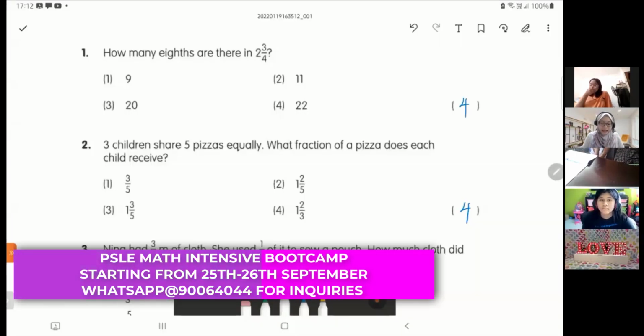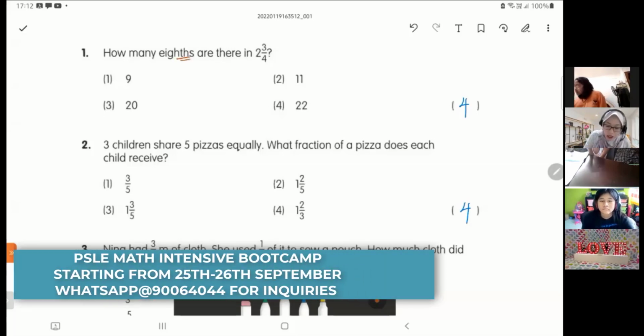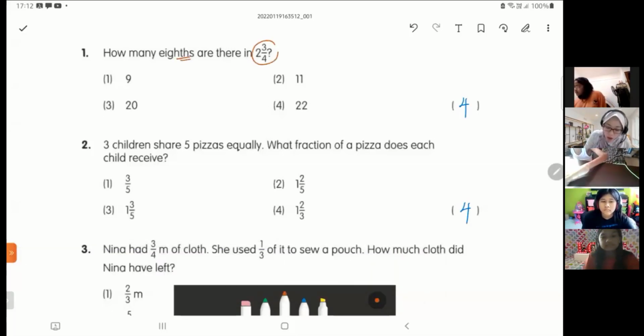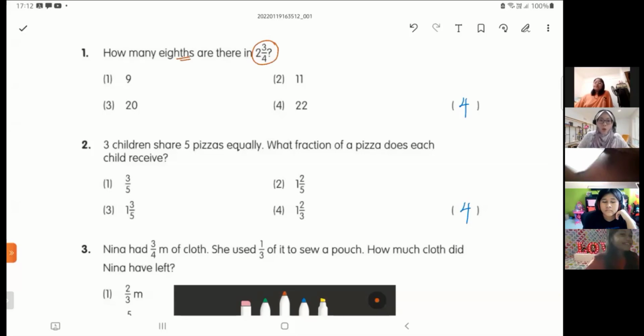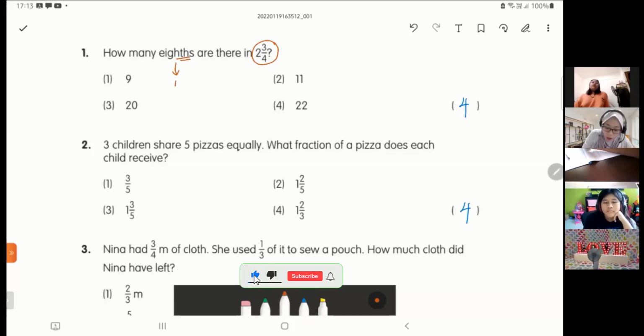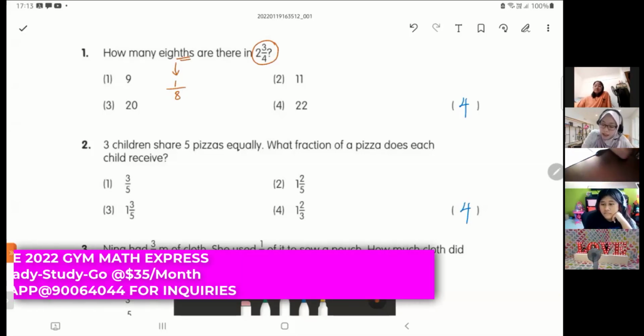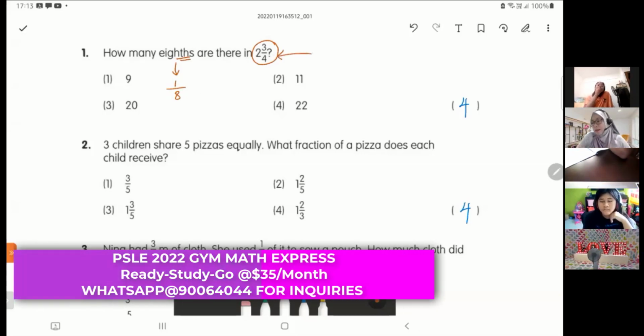How many 1/8 are there in 2 whole 3/4? First things first, you need to ask yourself, what does 1/8 mean? Simply, they're asking you the fraction: how many of this fraction are there in that fraction? So this fraction first is 1 out of 8.